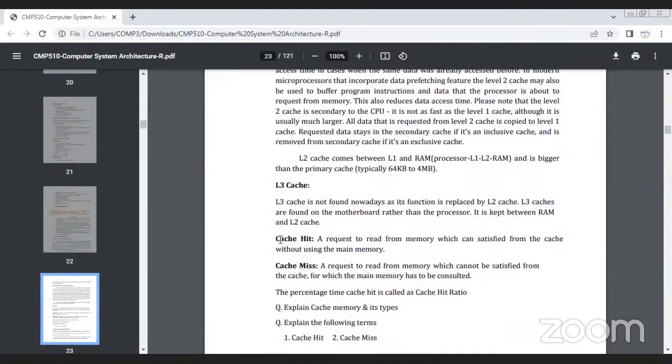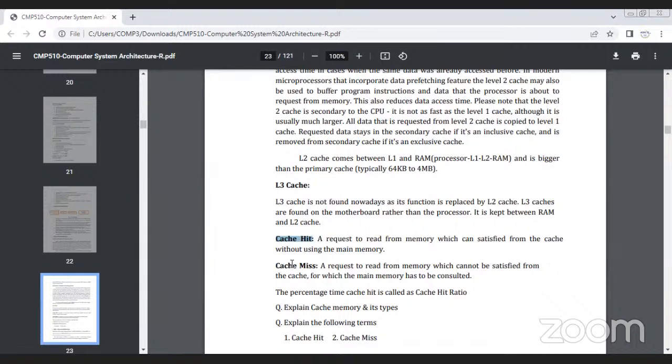Then the two main points are important: cache hit and cache miss. What is meant by cache hit? A request to read from the memory which can be satisfied from the cache without using the main memory is called a cache hit. Whenever the processor or the CPU requests particular data and that data is available in cache memory, there is no need to access the main memory, then that request is called a cache hit.